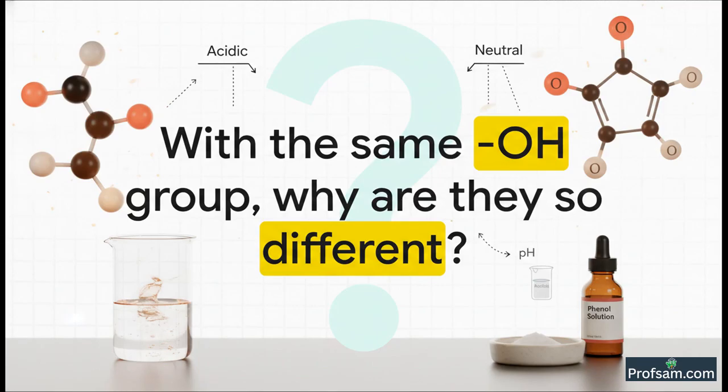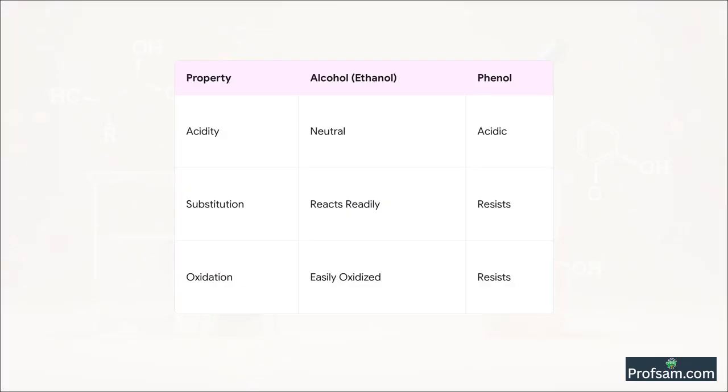Now have a look here. We have an alcohol and we have a phenol. At first glance, you might think, hey, they are so similar, right? I mean, both of them have that famous OH group, the hydroxyl group. But you know, chemistry is full of surprises. So the big question we need to answer is this: if they both have the same functional group, why on earth do they behave in such completely different ways? And I'm not talking about small differences.